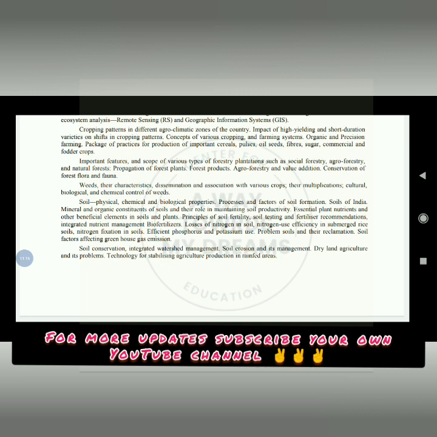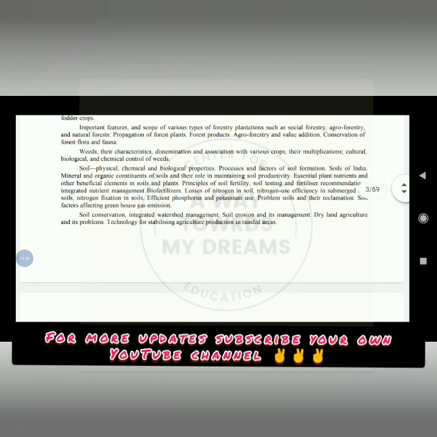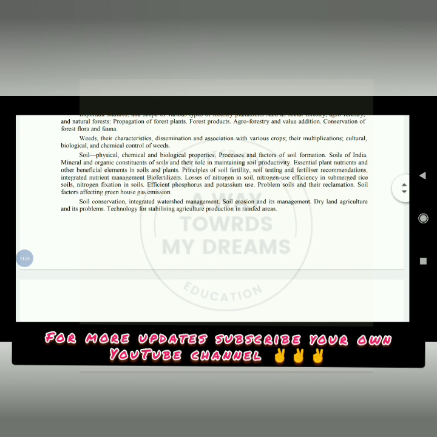Now for soil, questions consist of physical, chemical and biological properties. Processes and factors of soil formation. Soils of India, mineral and organic constituents of soils and their role in maintaining soil productivity. Essential plant nutrients and other beneficial elements in soil and plants.